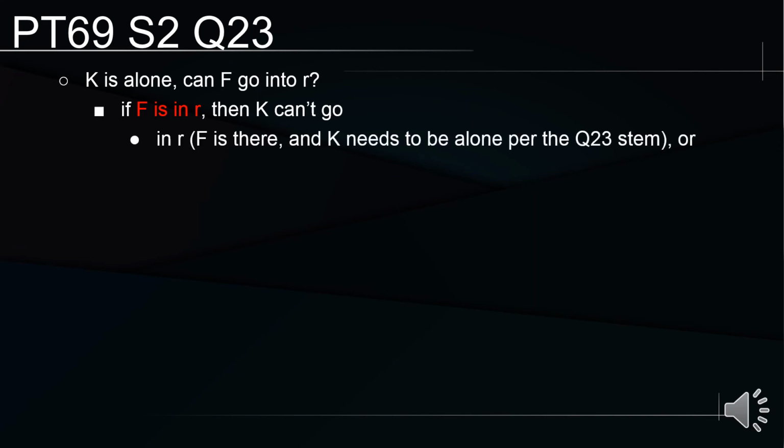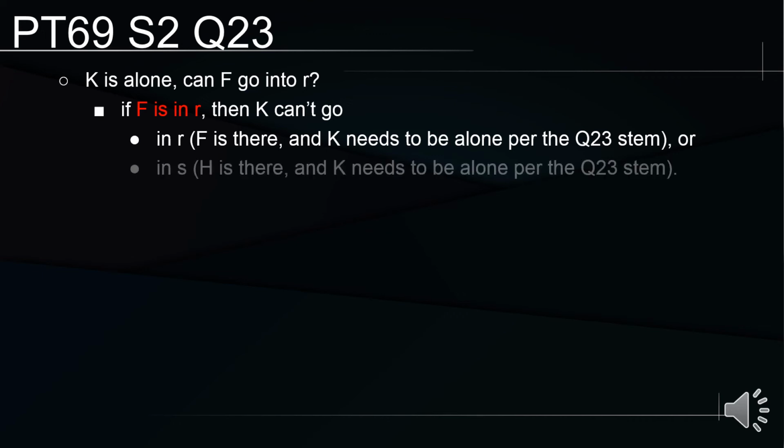So, when K is alone, is it possible for us to get F into Team R, as we were just discussing? If F is indeed in Team R, then K can't go into a couple of different places here. K can't go into R because F is there and K needs to be alone per the setup of question 23. That also means that K cannot go into S because H is there, and as we just discussed, K needs to be alone per question 23. So that's the consequence of trying to throw F into R.